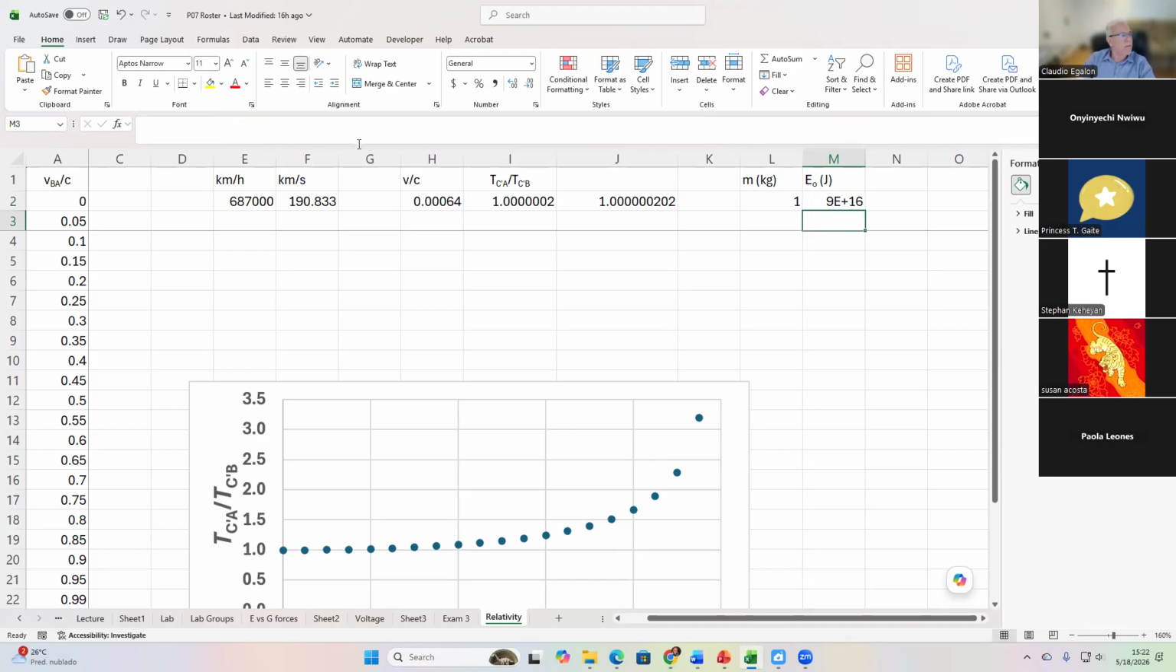Okay, so here you go. That's the number that I'm getting: 9 times 10 to the 16 joules. Okay, that's the number we get. So that's the rest energy of 1 kilogram mass.